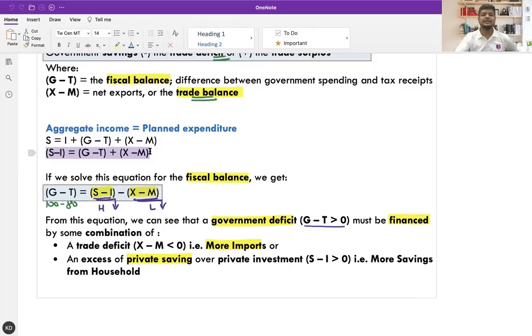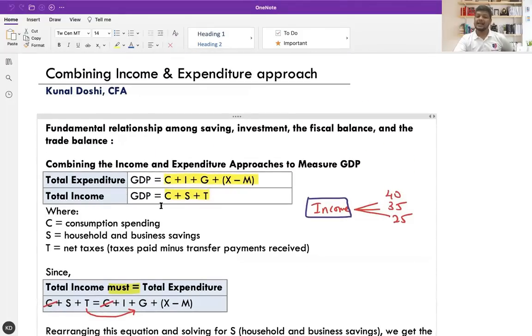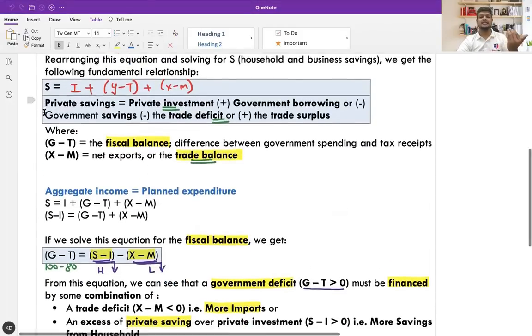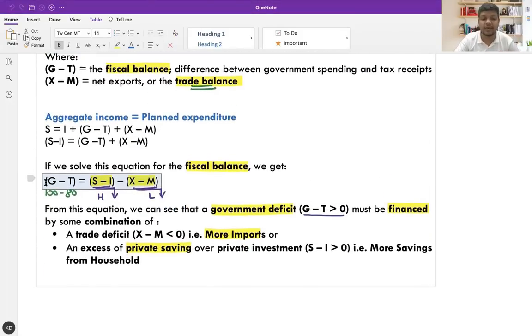Basically, this equation of C plus I plus G plus X minus M, and income, which is where you spend, where you invest, and basically your savings, and what you pay in taxes, that is C plus S plus T. That is your income, and combining those we get savings minus investment, we rearrange that, so we get what is the fiscal deficit and how that can be funded by trade deficit. So just remember, fiscal deficit is G minus T, trade deficit is X minus M, and savings minus investment is S minus I. Clear?